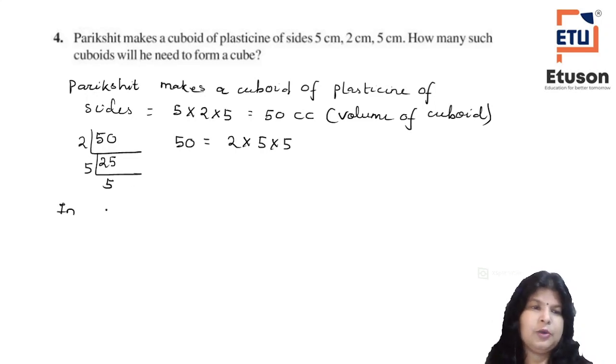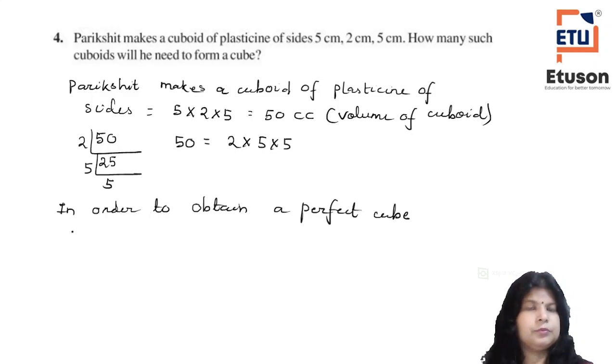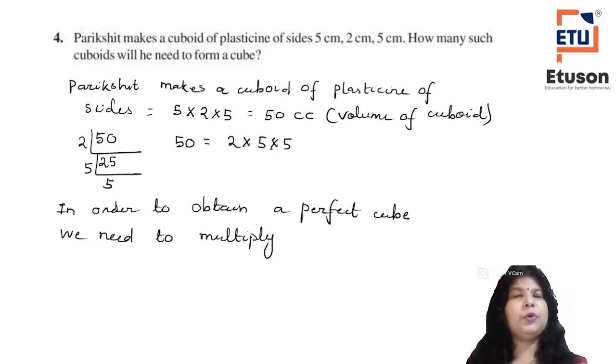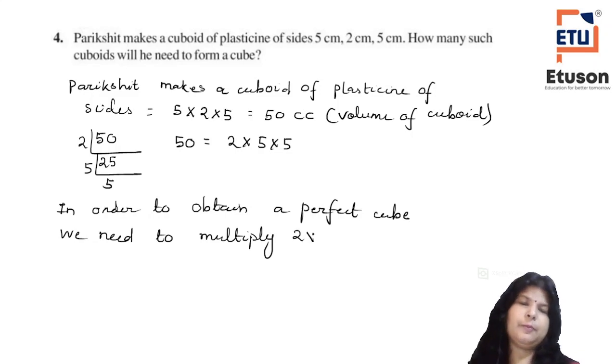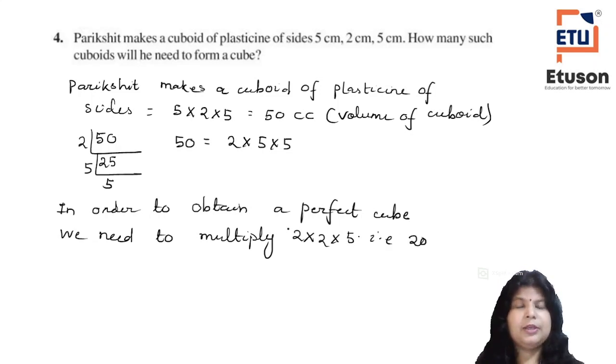So you just write out, in order to obtain a perfect cube, we need to multiply what? We need to multiply 2 2's and 1 5. We need to multiply 2 into 2 into 5. That is 20. So we need to multiply 20.